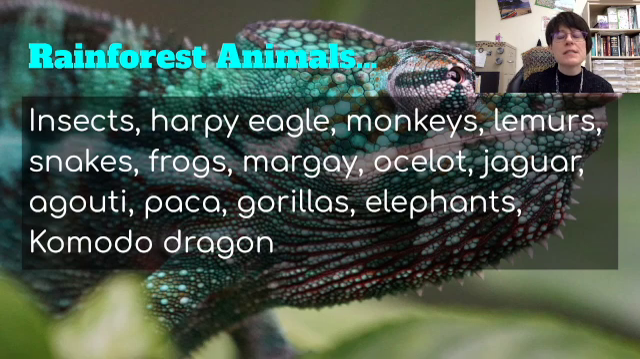Now, all of these things are not found in all of the rainforests all over the world. For example, the gorillas and the elephants, those are found in African rainforest. The Komodo dragon is found on Pacific islands. So depending on where you are, what rainforest you're in, there can be different animals. It's very diverse.